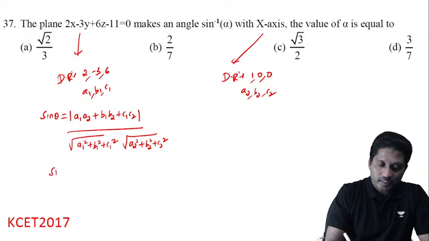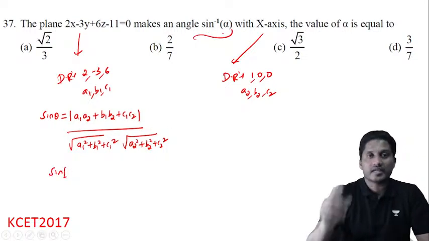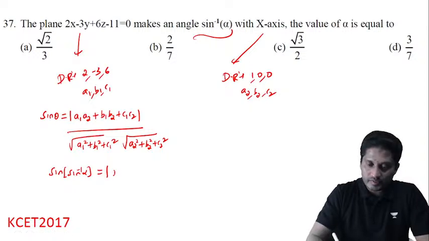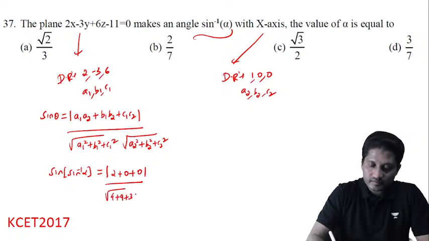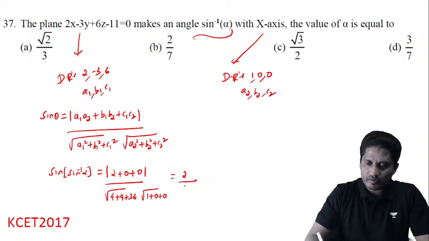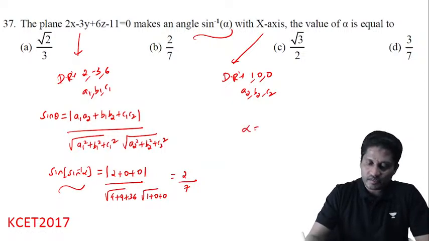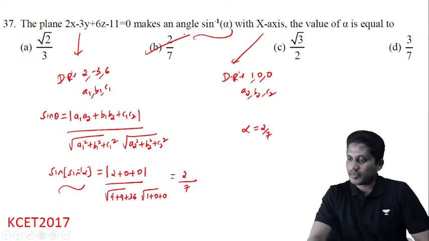Now if I substitute, angle is sine inverse of alpha, so sine inverse of sine alpha is equal to modulus of a1 into a2 is 2, b1 into b2 is 0, c1 into c2 is also 0, by root of 4 plus 9 plus 36, and root of 1 plus 0 plus 0. You will get 2 divided by root of 49, which is 7. Sine inverse of sine alpha is alpha. So I'll get alpha is equal to 2 upon 7. Answer is option B. Question number 37 is B.